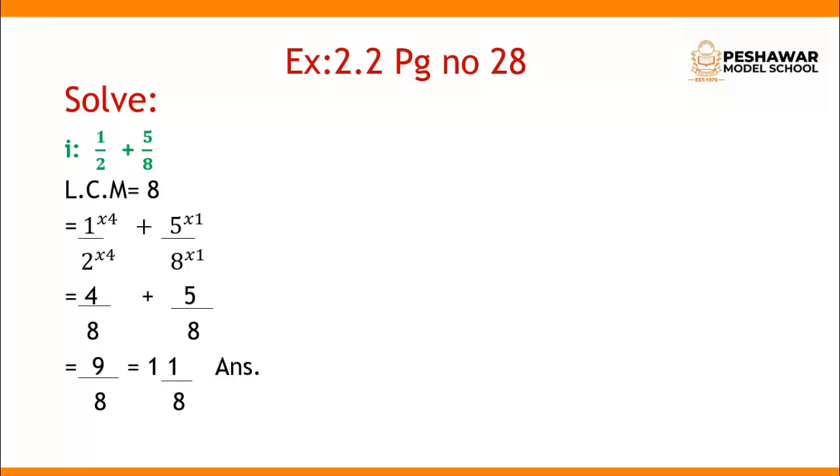These are also very simple questions, which are LCM form questions. You have already done this in class 6 and class 5, so it is very easy for you. So my dear students, look at this question. Solve 1 by 2 plus 5 by 8. Now in this question, first of all, we have to see the denominators. If the denominators are the same, we don't take the LCM. But whenever the denominators are not the same, we have to take the LCM.